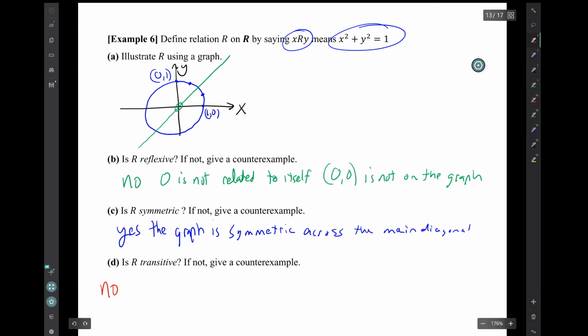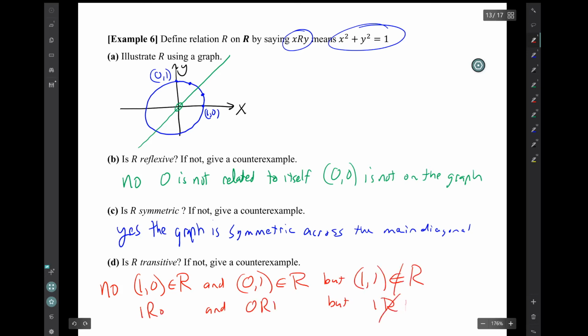Is R transitive? Well, no. 1, 0 is on the graph, and 0, 1 is on the graph, but 1, 1 is not on the graph. 1, 1 is missing. So 1 is related to 0, and 0 is related to 1, but 1 is not related to 1. 1 squared plus 1 squared is not equal to 1.